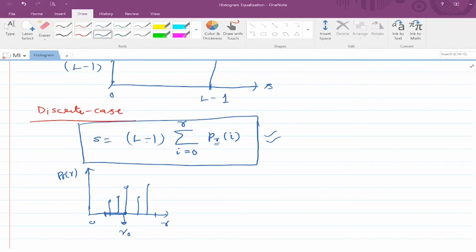Hope it is clear. Now let me switch back to the slides mode where we will see some illustrations and more details.